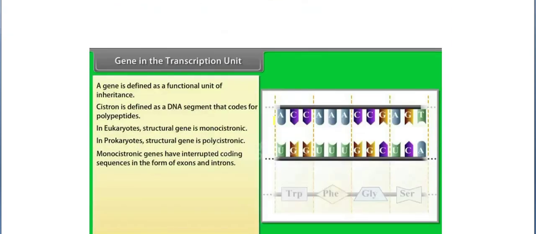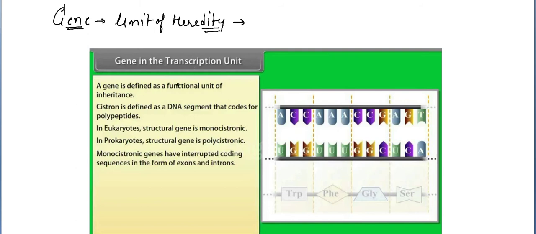Now, come to our discussion of the gene. From the very beginning, we know that genes are the unit of heredity. They are considered the unit of heredity, and they are responsible for the transmission of characters from one generation to another. That is why it is called the functional unit of inheritance.